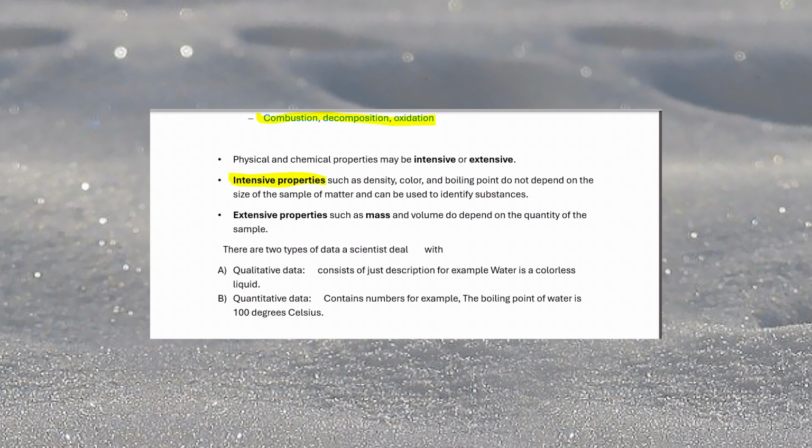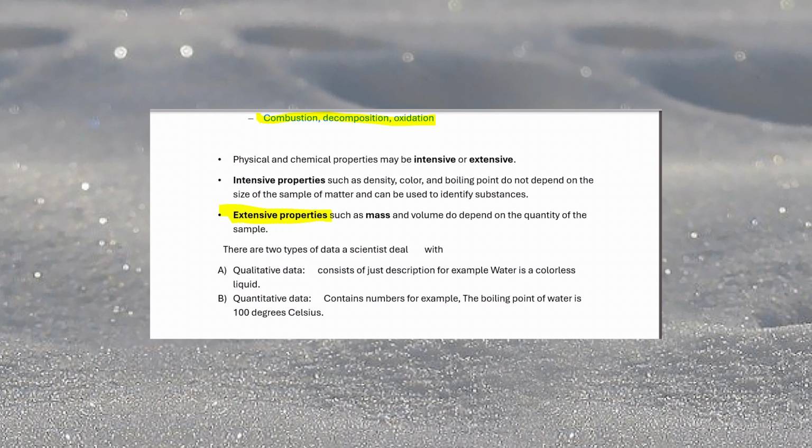On the other hand, extensive properties. What are extensive properties? They depend on the quantity of the matter, its size, its weight, its length, its quantity, its amount. That's extensive properties.